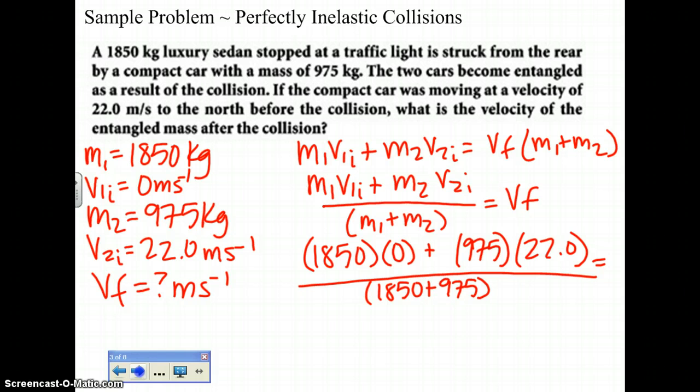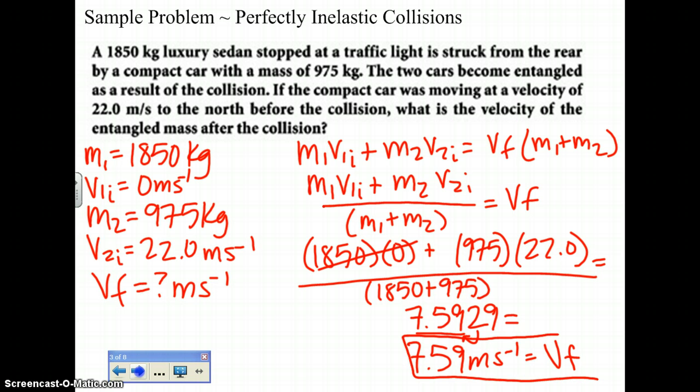Please take a second and put that quantity in your calculators. Obviously, you can just estimate the beginning portion because it's going to be equal to 0. So 975 times 22, divided by, start your parentheses, 1850 plus 975, end your parentheses, enter. What does your calculator read? Please jot down your calculated answer. You should see 7.5929. Looking over at your givens, you have 3 sig figs, so the 2 is not going to round the 9 up. Therefore 7.59 meters per second is the final velocity of the entangled mass of the two cars.